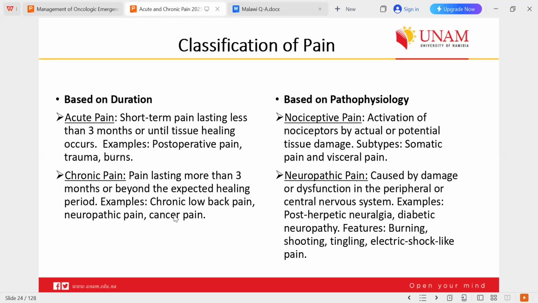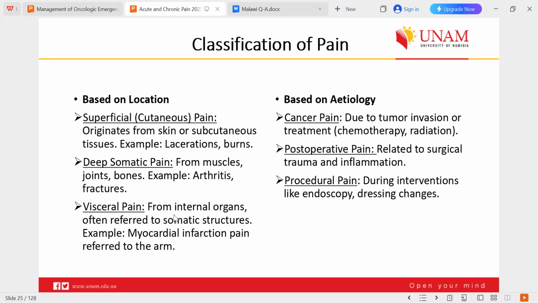The neuropathic pain, on the other hand, is caused by damage or dysfunction in the peripheral nerves or CNS. Examples include postherpetic neuralgia. We have diabetic neuropathy. This pain is characterized by burning or shooting sensation, sometimes tingling or electric shock-like pain. All right, pain based on location. We can have superficial or deep somatic pain, or visceral pain.